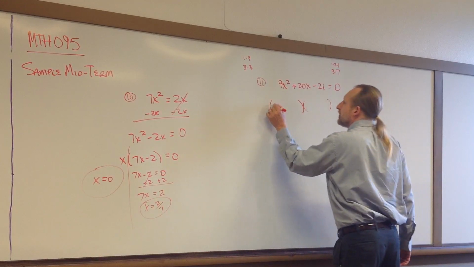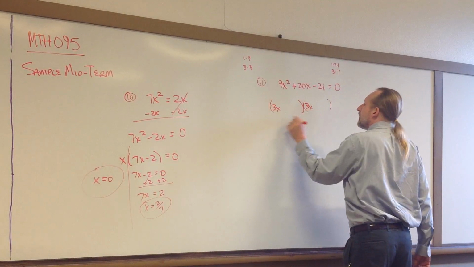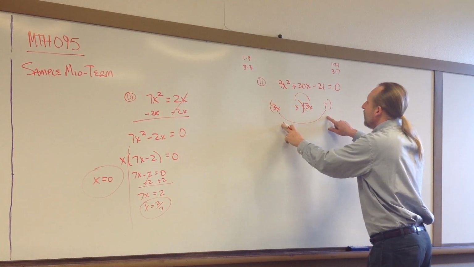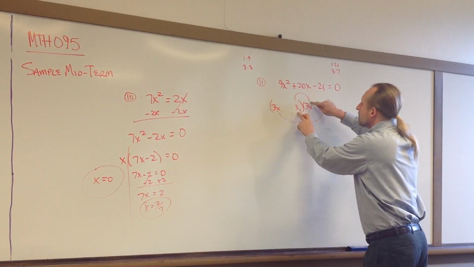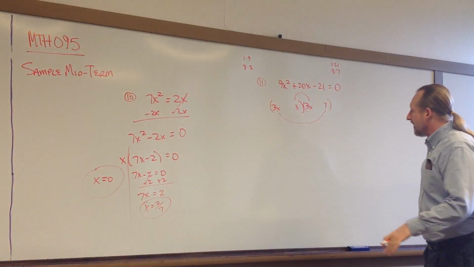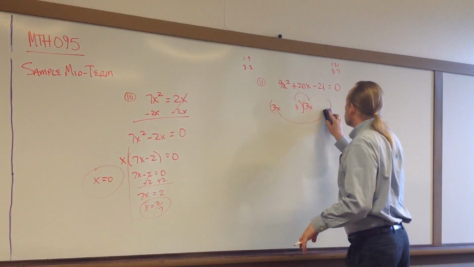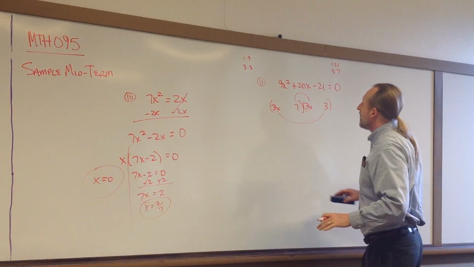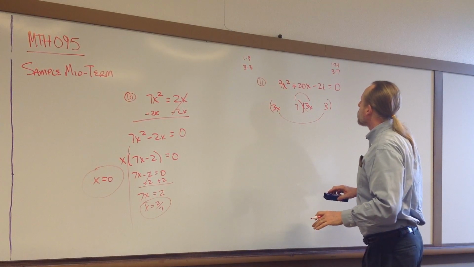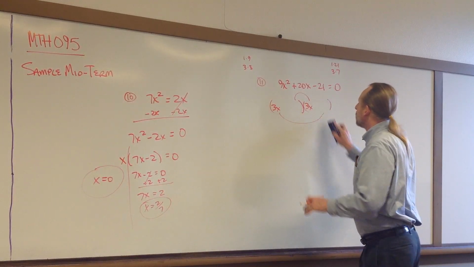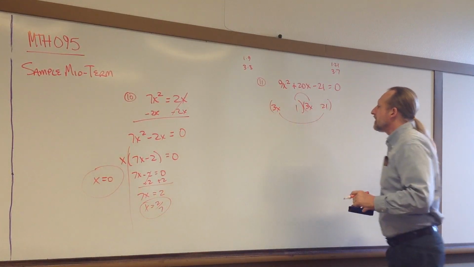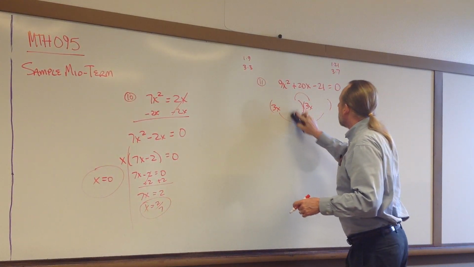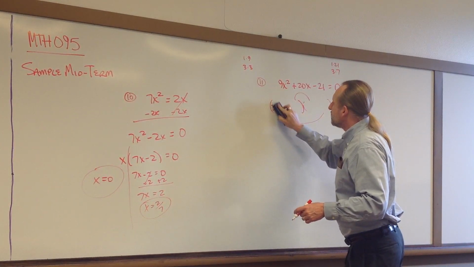I'll try the 3 times 3 first, and let's see what we get. 3 times 7, so there's 21 minus 9. That's going to give us 12. That's not going to work. What if I do 7 and 3? It's the same, 21 and 9. And what if I put the 1 and the 21 here? That's going to be 63. That's way too big. All right, so it's not going to be 3 times 3.